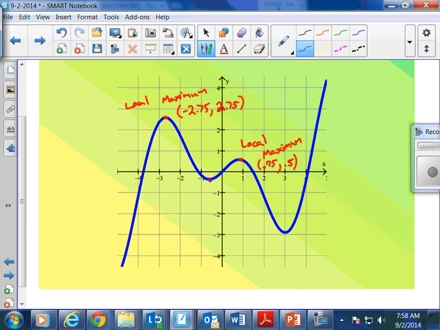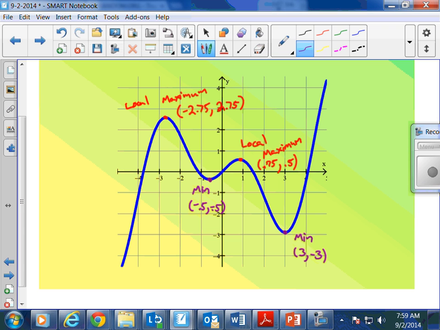There's my local minimum, and then right over here, here's my next local minimum. So let's go ahead and write down these local minimums. This one is going to be negative 0.5 and roughly negative 0.5 as well. So there's my point from my local minimum. And for this minimum over here, let me write down 3 and negative 3.